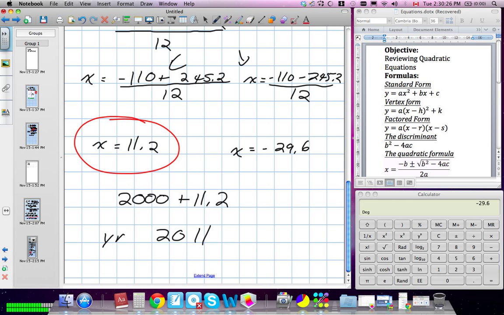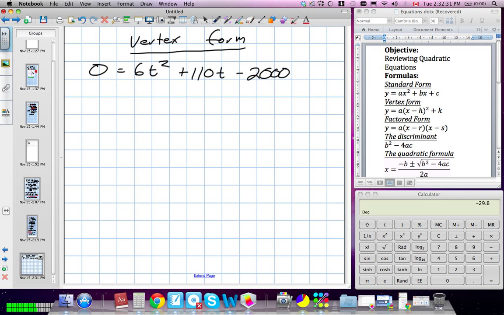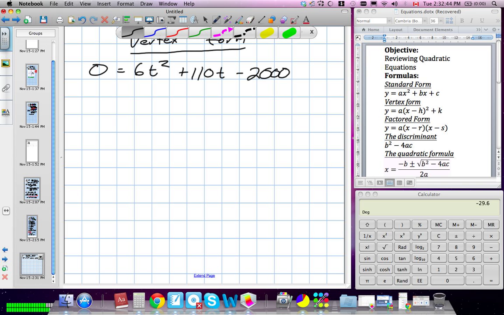Okay, we could have also solved this question. Say you couldn't remember the quadratic formula. If we complete the square and put this into vertex form, we can isolate t because we'll only have one variable. So I take 6 and divide it out of the first two terms because I want t to be by itself. Our common factor is 6 times t squared plus 110t divided by 6, minus 2,000.